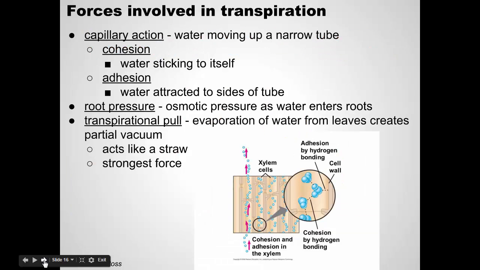So transpiration is movement of water from the roots up through the plant and out through the leaves. It involves several forces, and they're forces that have to do mainly with the properties of the water molecule. As we know, water molecules are polar molecules, and water molecules tend to stick together. They have surface tension.